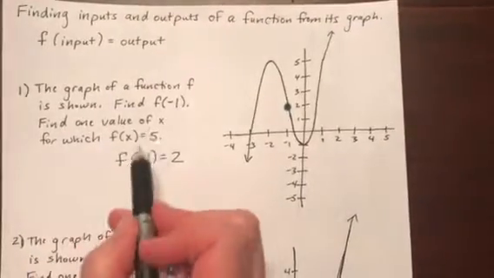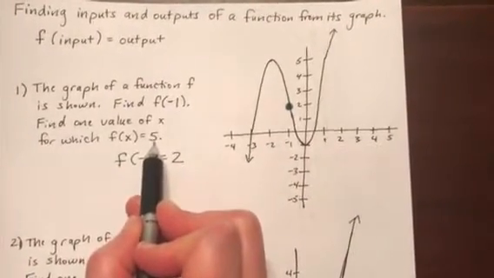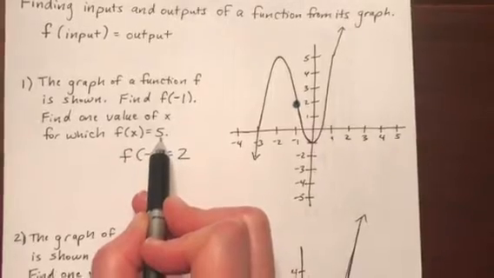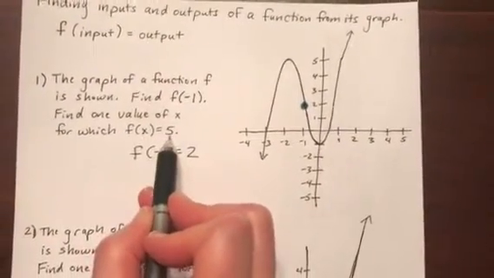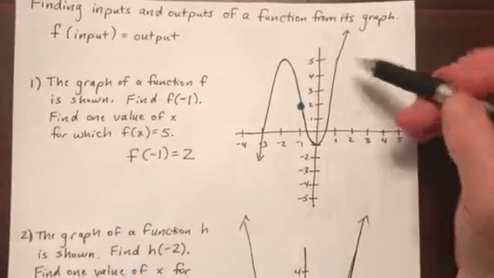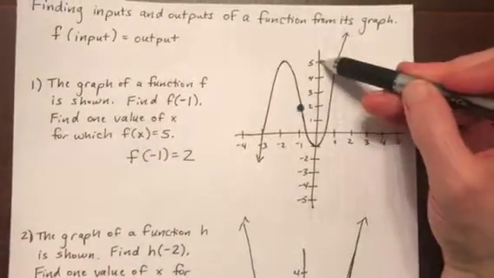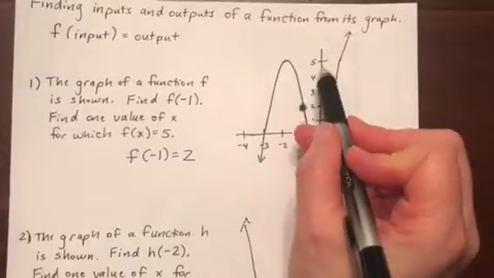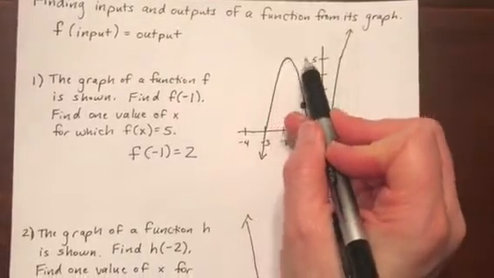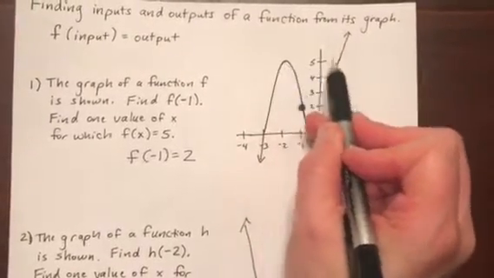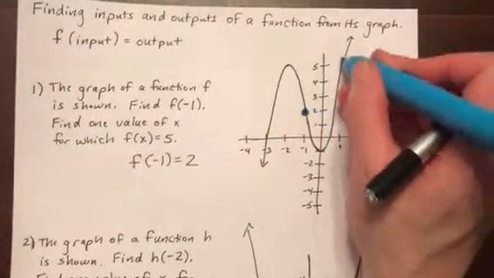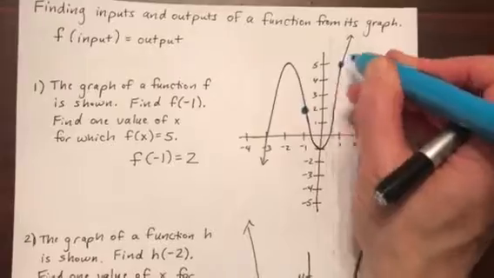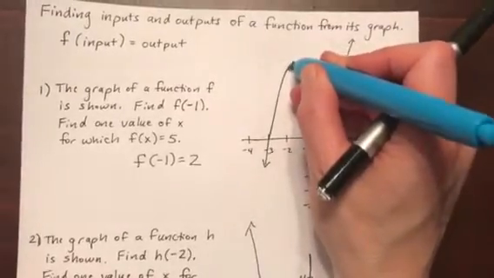All right, the second question asks, find one value of x for which f of x equals 5. Now it's telling us that our output, or our y value, is 5, and we want to know what possible x value would give us this y value. So go to the y-axis, look at 5, and say, all right, what function values are there? I'm noticing two different places on my function that have a y value of 5. Here's one of them. Here's another right here.